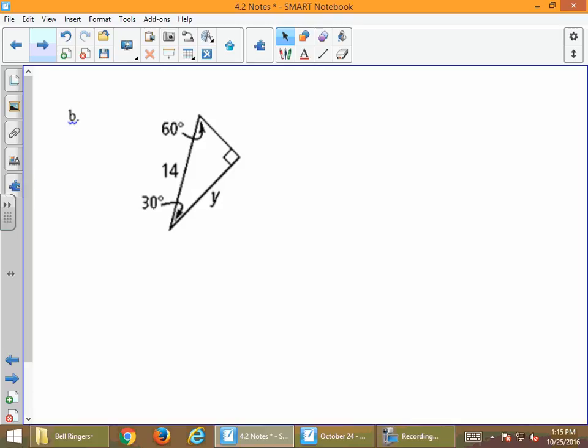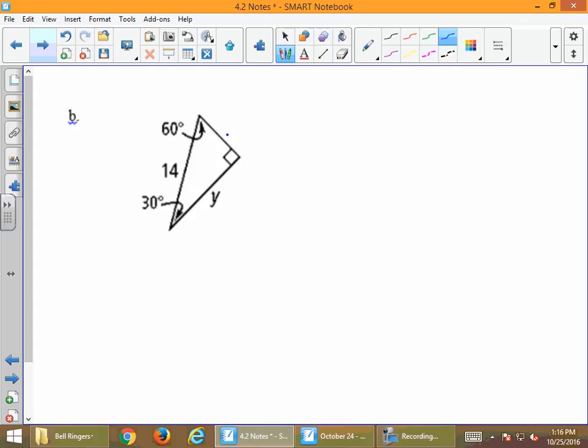Was it across from? Good. It's across from the 90, so we know we have the hypotenuse. So we always want to find the short side first. We want to find that side first. If we're given the hypotenuse, which is big, and we're going to a small side, are we going to multiply or divide?